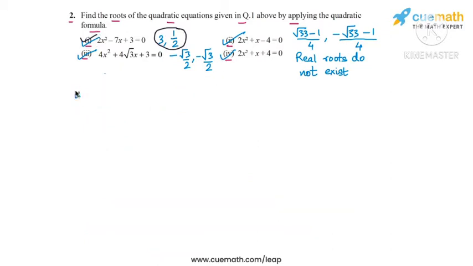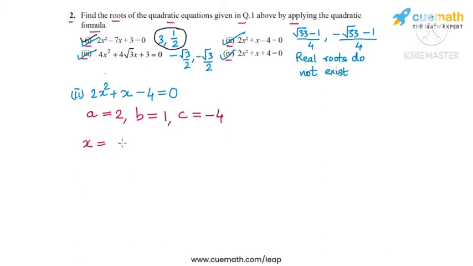So equation 2 in part 2 is 2x² + x − 4 = 0. Let's first write the coefficients of this equation. a, the coefficient of x², is 2, b, the coefficient of x, is equal to 1, and c, the constant term, is equal to −4. And now let's apply the quadratic formula.